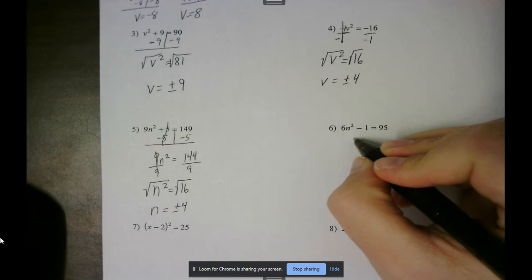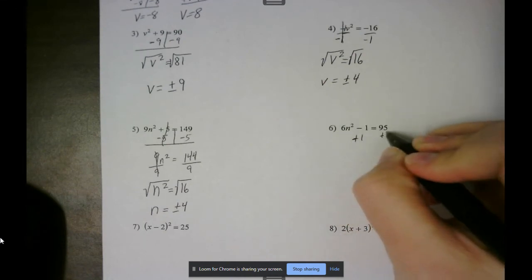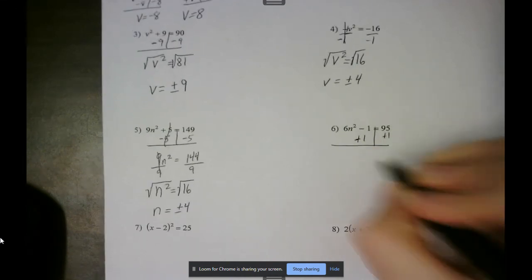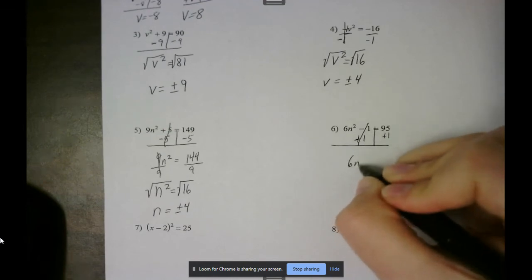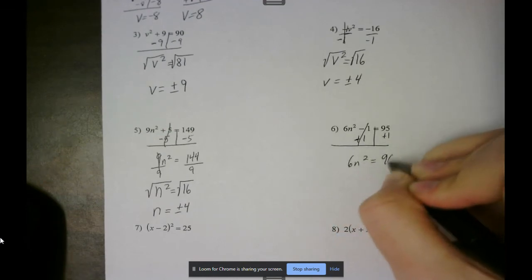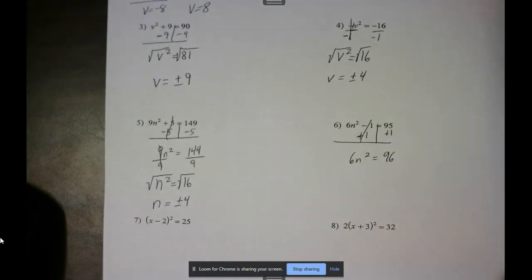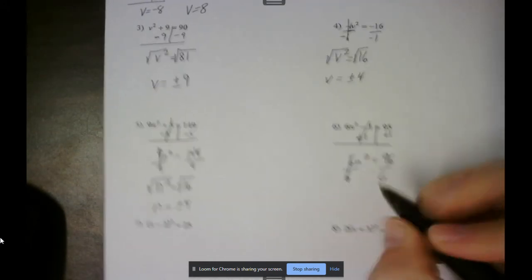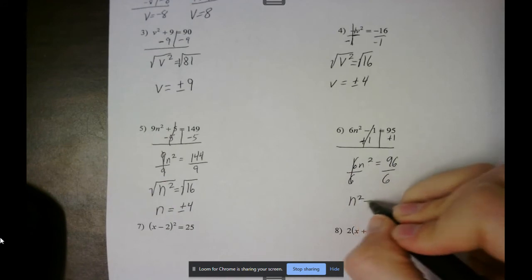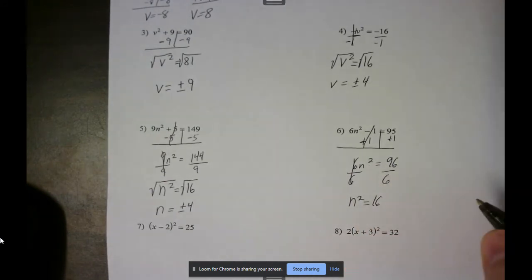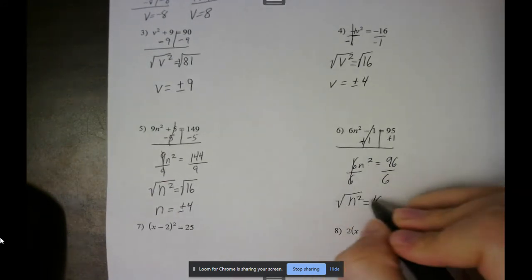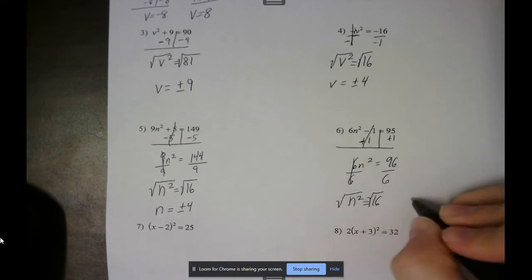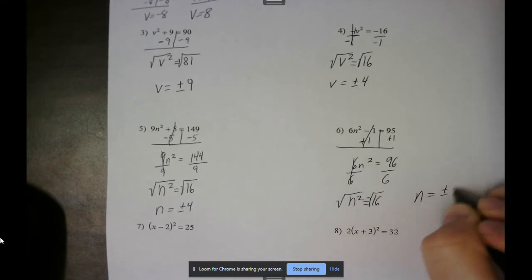All right, so the first thing you should have done is added 1 to both sides. 6n squared equals 96. Did everybody get that for the first step? Next step would have been to divide by 6. That leaves you with n squared equals 16. And then now we're at the step where we can take the square root of both sides. And that would have been n equals plus or minus 4.